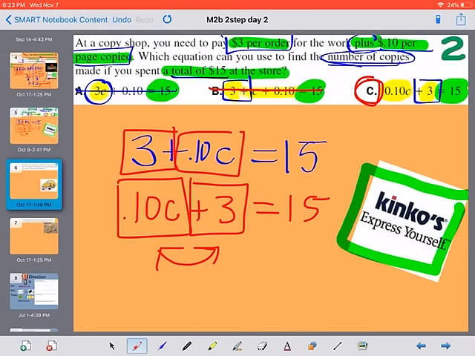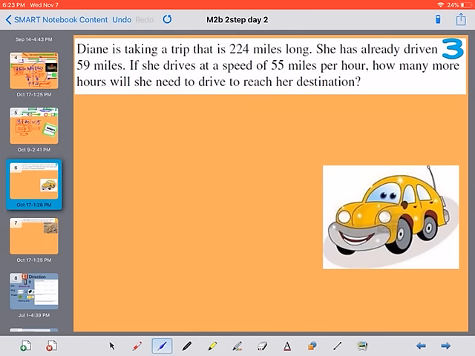Let's flip over to the back side. It says Diane is taking a trip that is 224 miles long. So we know the whole trip is 224 miles. She has already driven 59 miles. If she drives at a speed of 55 miles per hour, how many more hours will she need to drive to reach her destination?